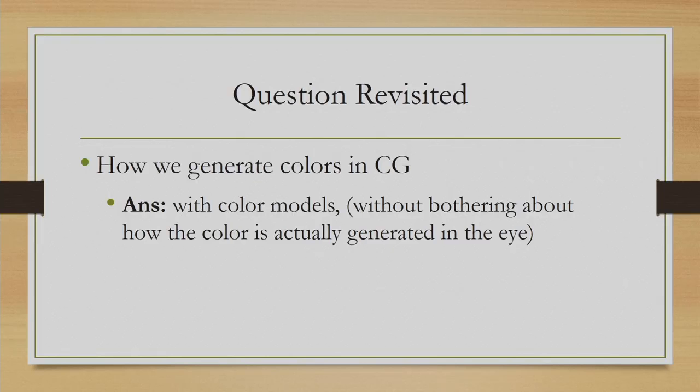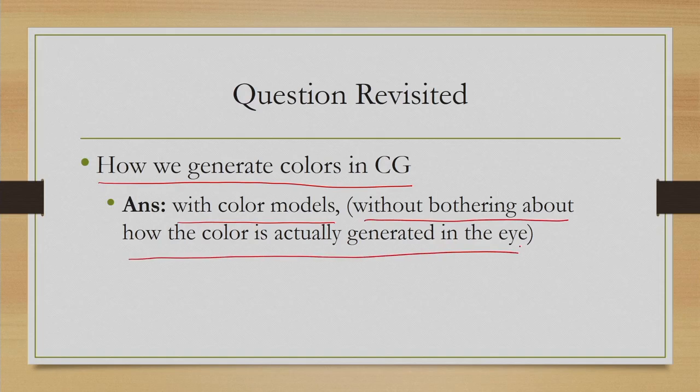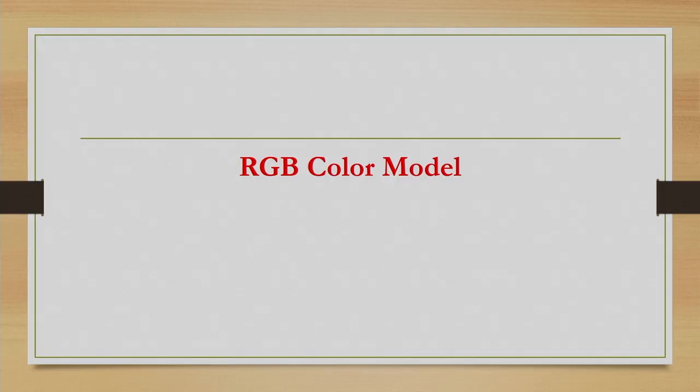Thus, the question that we posed, that is how we generate colors in CG, one way to do that is with the use of color models, without bothering about how the color is actually generated in the eye, without bothering about the actual spectrum that is responsible for giving us the perception. Now, there are many color models. Let us try to understand the idea of color models in terms of the most basic of them all, namely the RGB color model or red, green, blue color model.